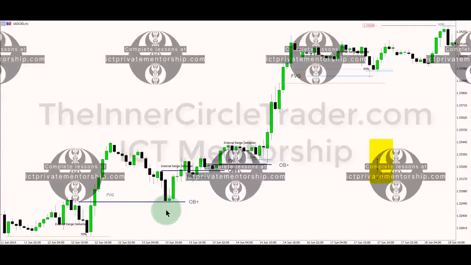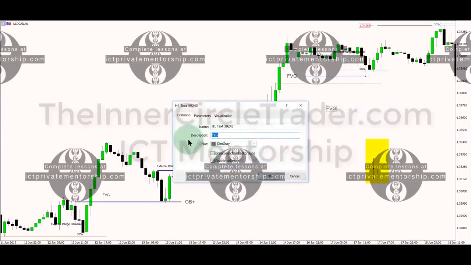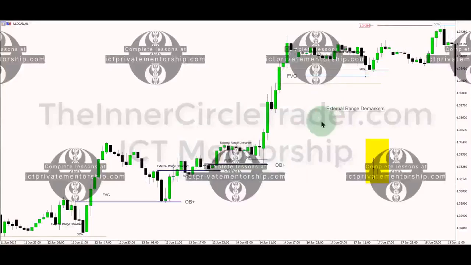But we're going to go into more of it in a reverse perspective for the sell side. So we'll be looking at premium arrays on Friday with this example. Again, we're talking about external range demarkers. And I guess if I put that up on the screen, this is what this is. This is what you're learning. So that's for your notes. Keep that in your book.